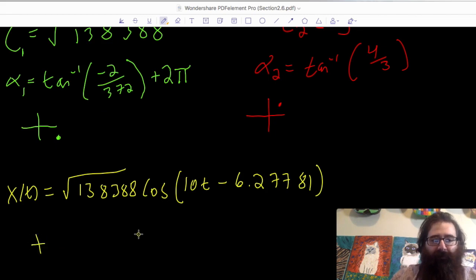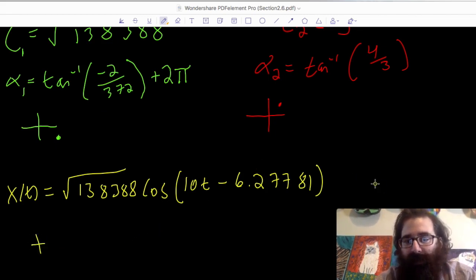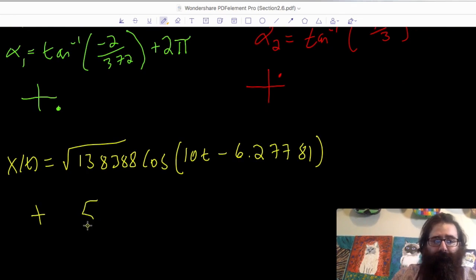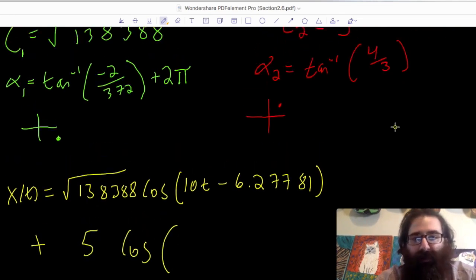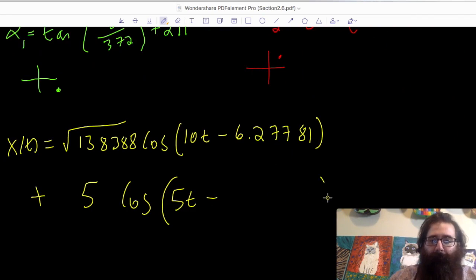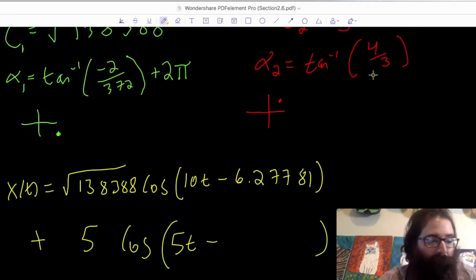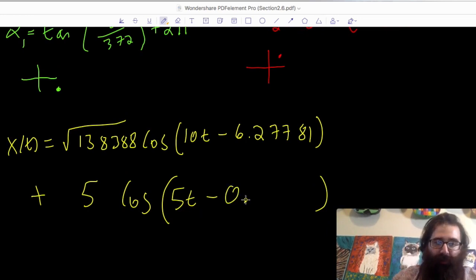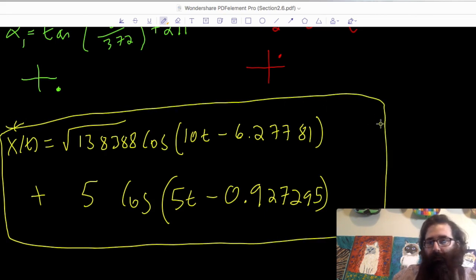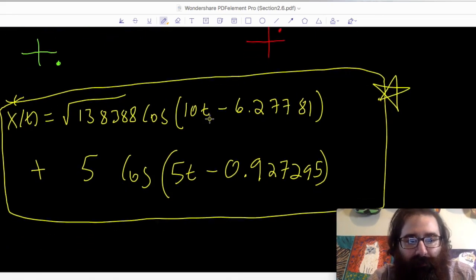But then I want to add to this. I'm going to have to move down here because I do not have enough space. Next, c sub 2 is 5 times cosine of, and I keep that argument the same, 5t minus alpha. And here alpha was just tangent inverse of 4/3, which again I need a calculator to help with, but that gives me 0.927295. And this is going to be my sum of two oscillations right here. So this plus this. Whoops. I'm just trying to circle it because I'm proud of my work. So there we go, sum of two oscillations for this.